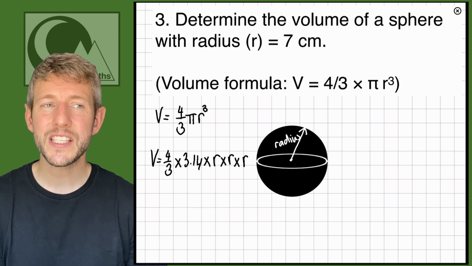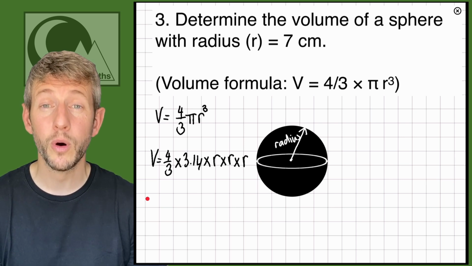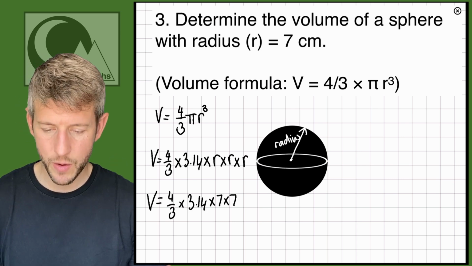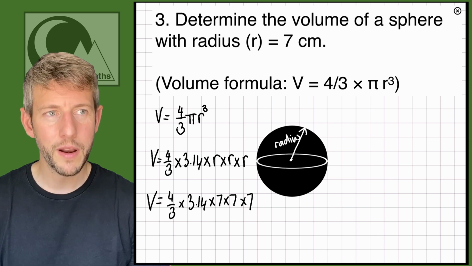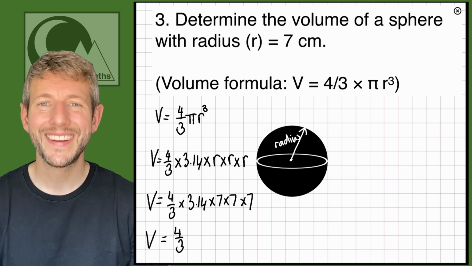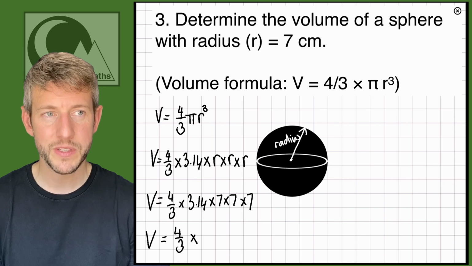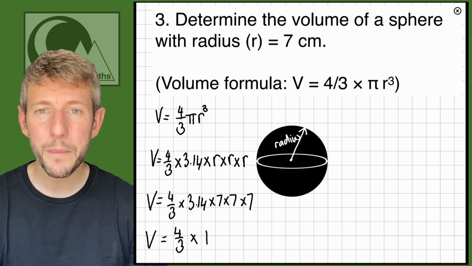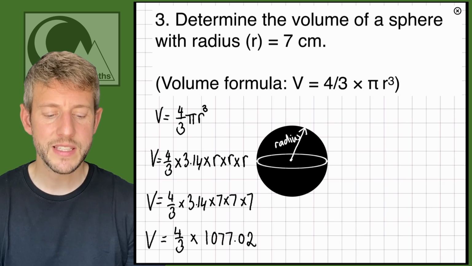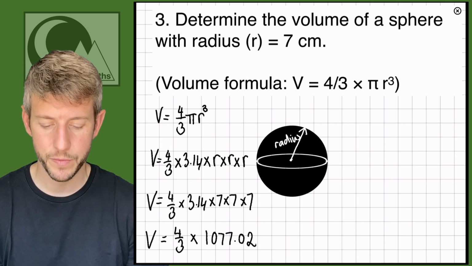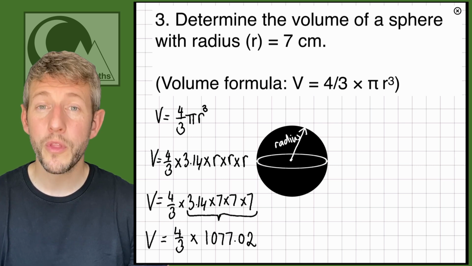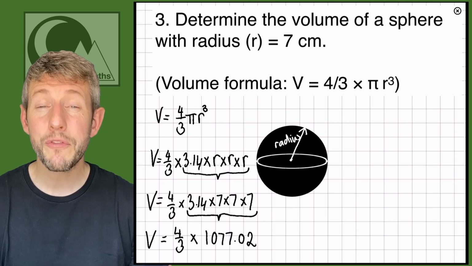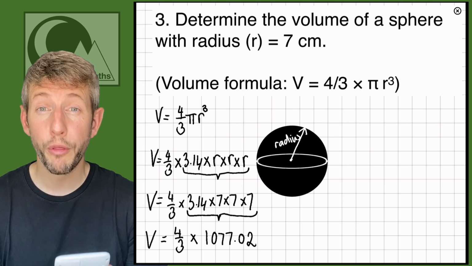Okay, right, so let's first of all deal with this 3.14 times r times r times r. So I'm just going to do that on my calculator. So we have 3.14 times 7 times 7 times 7. Okay, so that bit gives me 1077.02. So we know what the pi r cubed is. That's 1077.02.